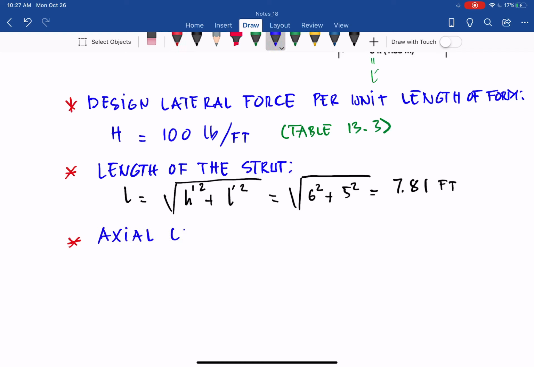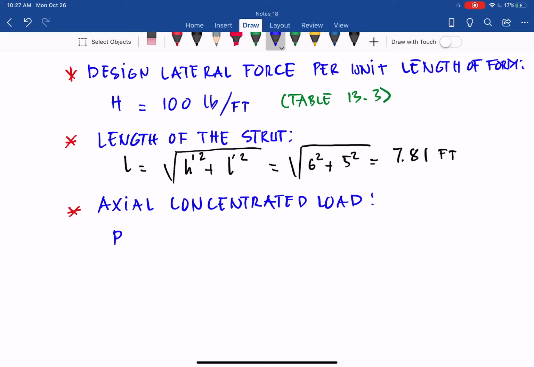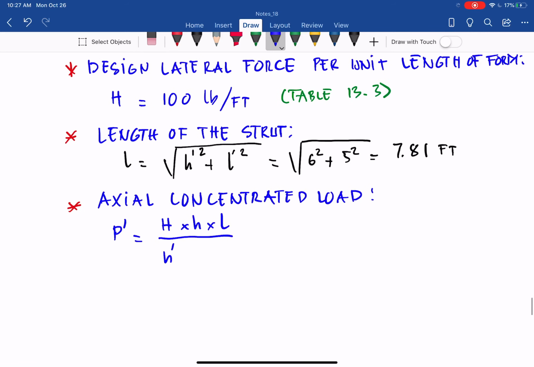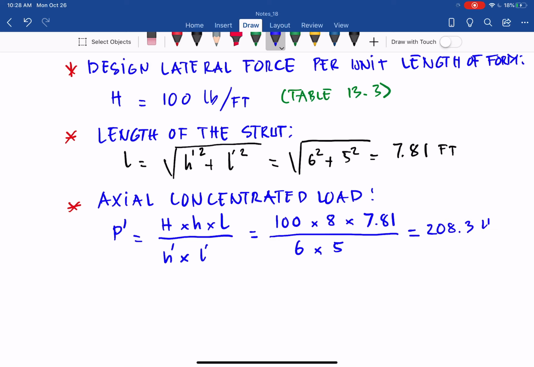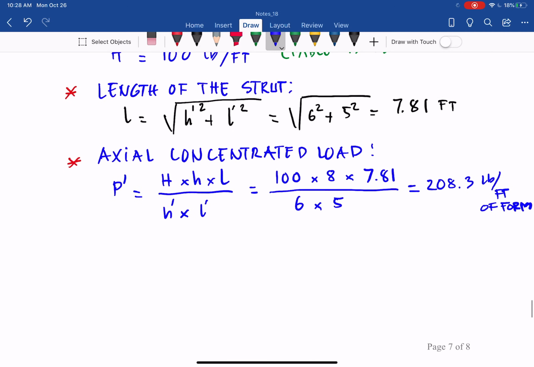So when we have all of that, we can determine the actual concentrated load, which is P apostrophe. From the equation just shown, H times L over H apostrophe times L apostrophe. Plugging in the numbers, we have 100 pounds per foot for H, the height of the wall, 8 feet, L just determined as 7.81, H apostrophe 6, L apostrophe 5, and from that we have 208.3 pounds per foot of wall. So that is P apostrophe.